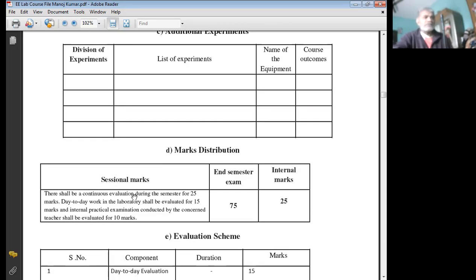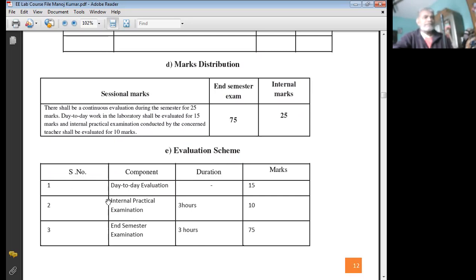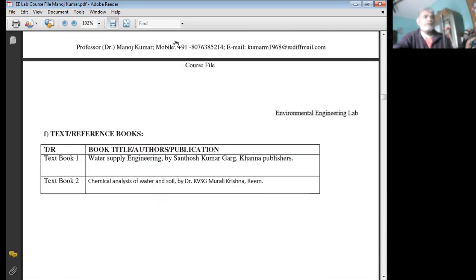This is the marks distribution. Sessional marks in semester examination and internal marks 25. Evaluation scheme, day-to-day evaluation scheme 15. Internal practical examination, 3 hours, 10. In semester examination, 3 hours, 75.